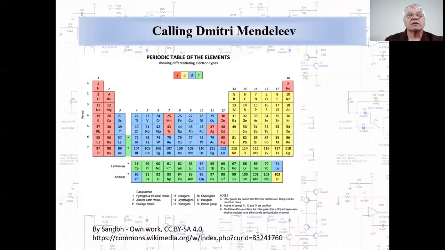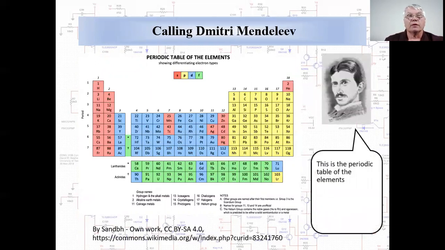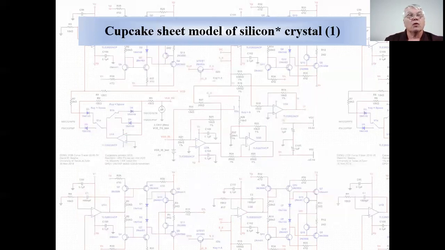Now let's turn to Tesla to explain what we're seeing here. This is the periodic table of elements, and the locations of germanium and silicon in column 4 of the periodic table are important. In a single crystal of pure silicon or germanium, each atom has a valence of 4 and forms 4 covalent bonds with its nearest neighbors. So now we will employ the cupcake sheet analogy to represent silicon. This model also applies to germanium, but we're going to focus on silicon in this presentation.